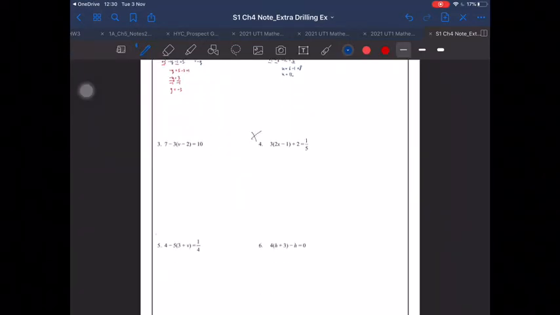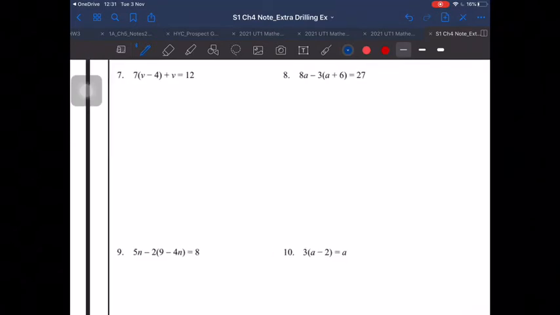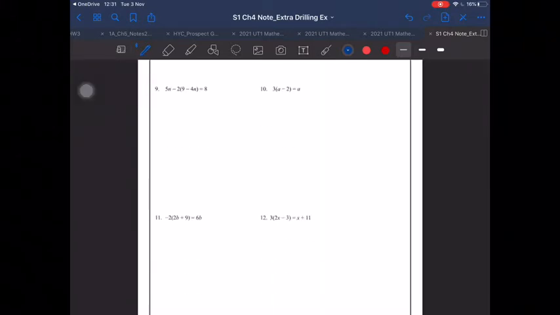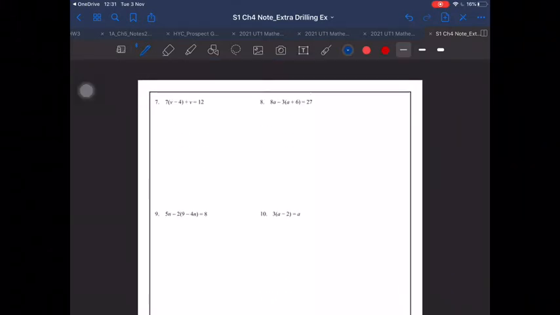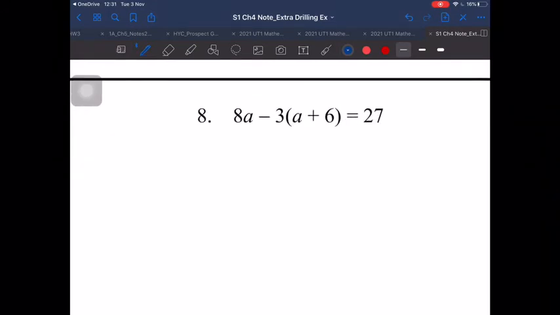So for questions number 4 and 5, you should not do them yet, because they are quite harder. So I will just skip these 2 questions first. And then I would like to talk about question number 8. So for question number 8, let's see the left hand side.